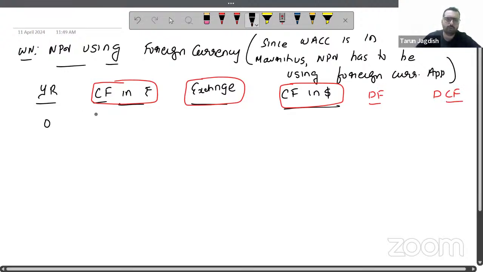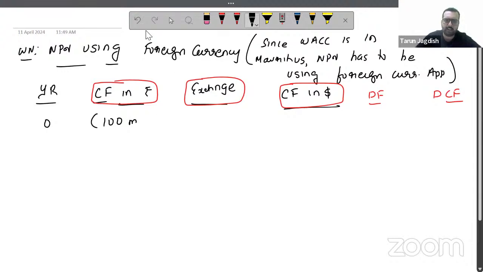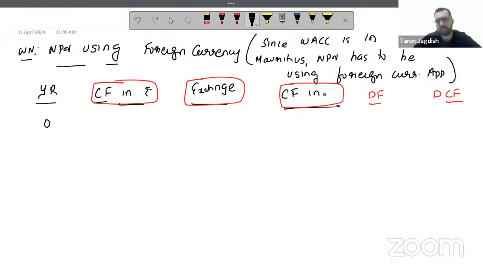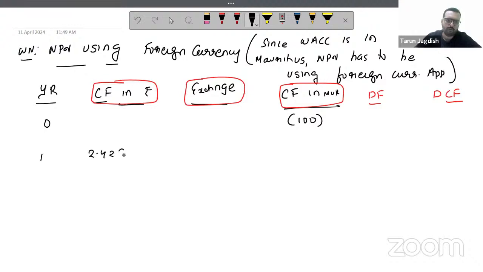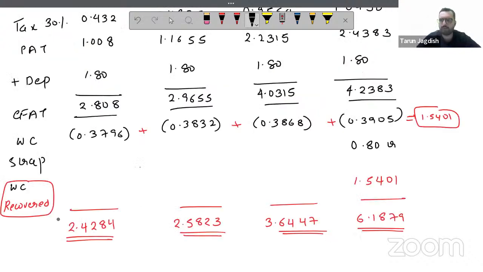So year 0, we are investing 100 million in Mauritian rupee, not in dollar, in MUR. So I'm not changing that. Year 1, what is the cash flow that we finally got? 2.4284. This is in crore, and we have to give it in millions. Year 2, you got 2.5823. Year 3, you found out 3.6447. Year 4, you got 6.1879.